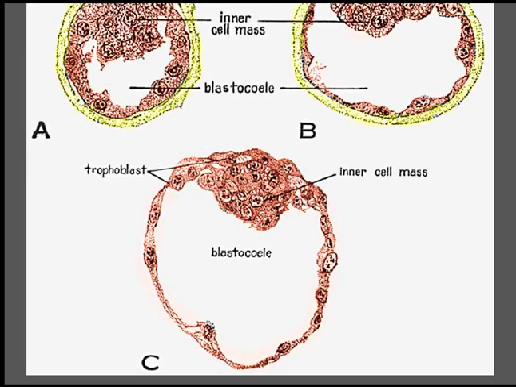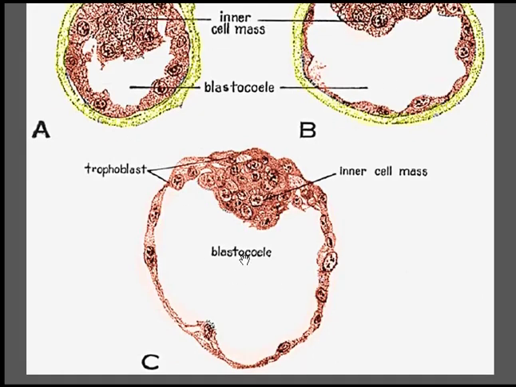Finally, we have a more mature blastocyst. We have this elongated trophoblast layer and then the inner cell mass. So this is going to become chorion and amnion, and this is going to become the embryo itself plus the yolk sac and allantois. This entire structure, the inner cell mass and then the trophoblast, together constitute a conceptus.